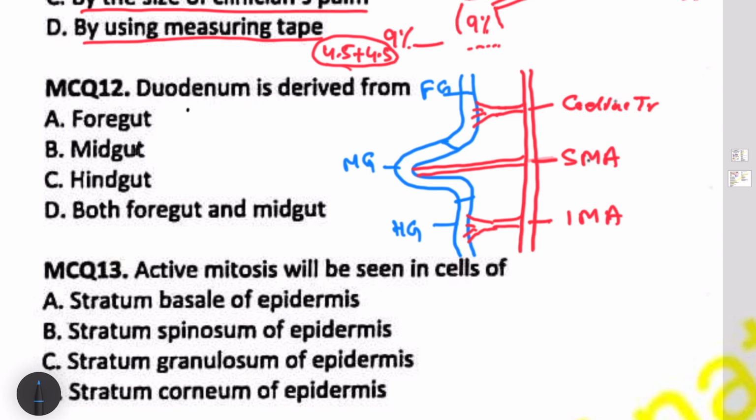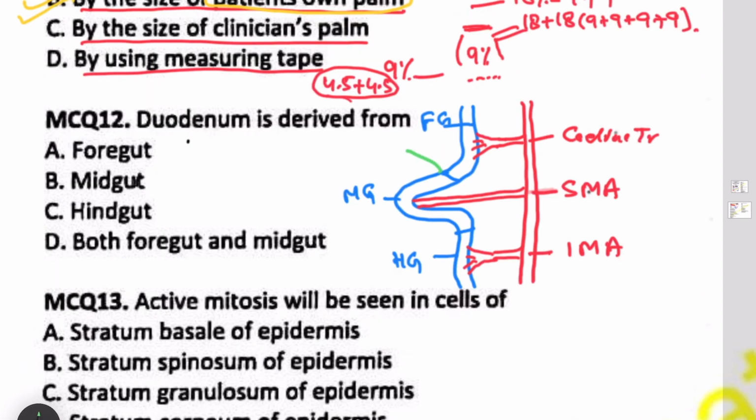Then the midgut: what structures are derived from the midgut? It will be the lower half of the second part of the duodenum, then the third and fourth parts of the duodenum, jejunum, ileum, cecum, appendix, ascending colon, and the right two-thirds of the transverse colon. They're all derived from the midgut. What is derived from the hindgut will be the left one-third of the transverse colon, the descending colon, the sigmoid colon, the rectum, and the upper one-third of the anal canal.